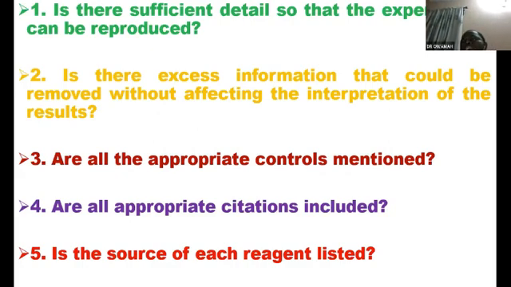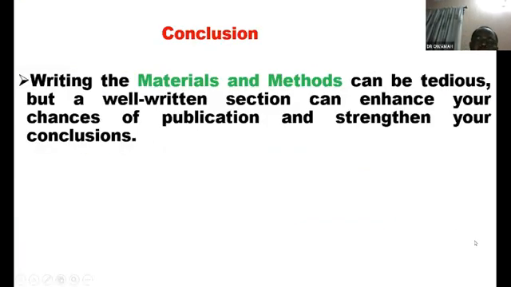The scientific community is working very hard to eliminate false data. That's why every editor is so particular about materials and methods. So we must pay attention to it so that our good manuscripts are not rejected because of faulty materials and methods. Now, in conclusion of this part, writing the materials and methods can be tedious, but a well-written section can enhance your chances of publication and strengthen your conclusion.